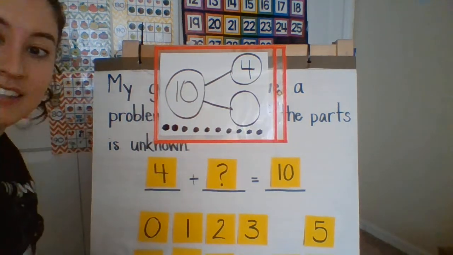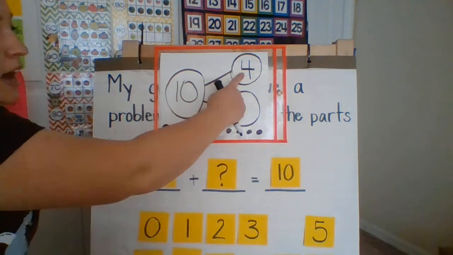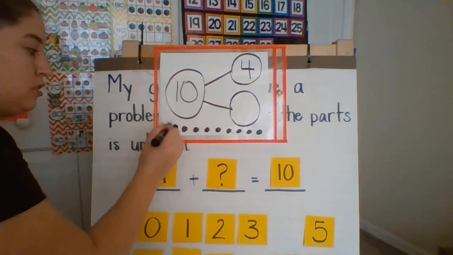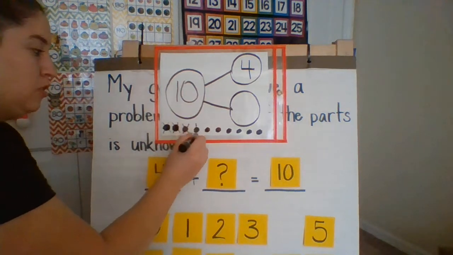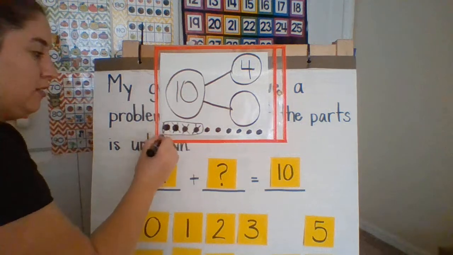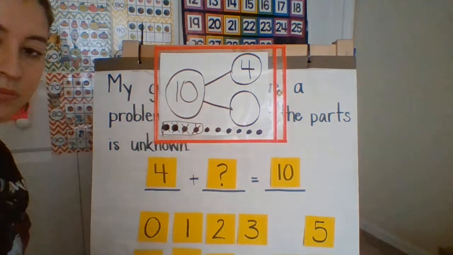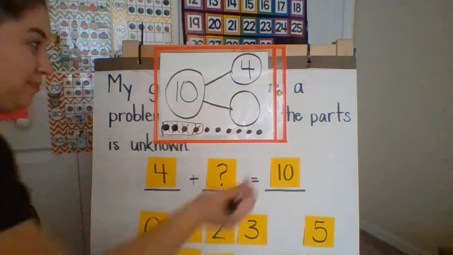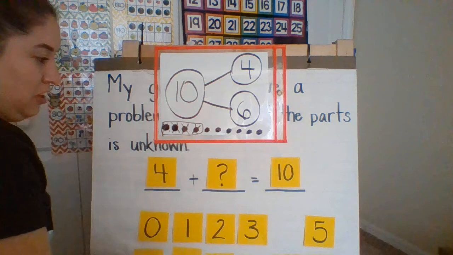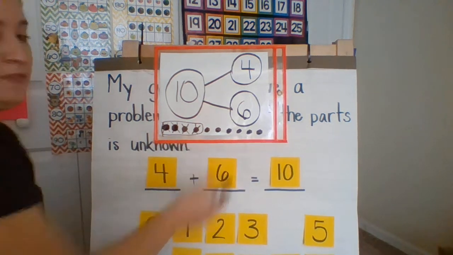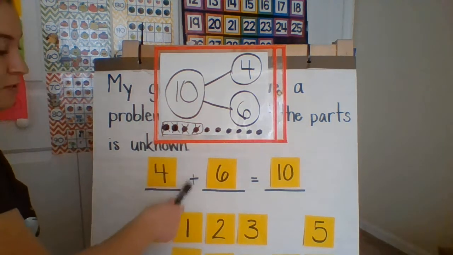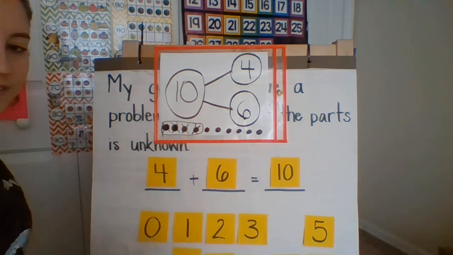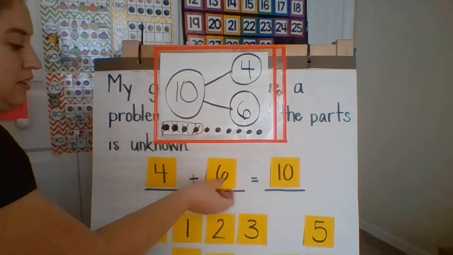Okay, let's see if I get the same answer as you. So, I already have 4 cubes over on one side, so I'm going to cross out 4 circles because those are already one group. So that is one group right there. How many are in my other group? 6. Did you get 6? I got 6. So let's go ahead and read our number sentence. Read it with me. Ready? 4 plus 6 equals 10. Very good. Let's go ahead and do another one.